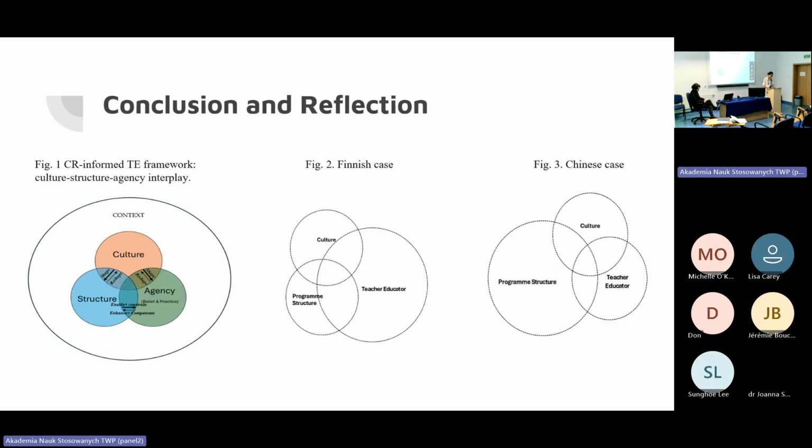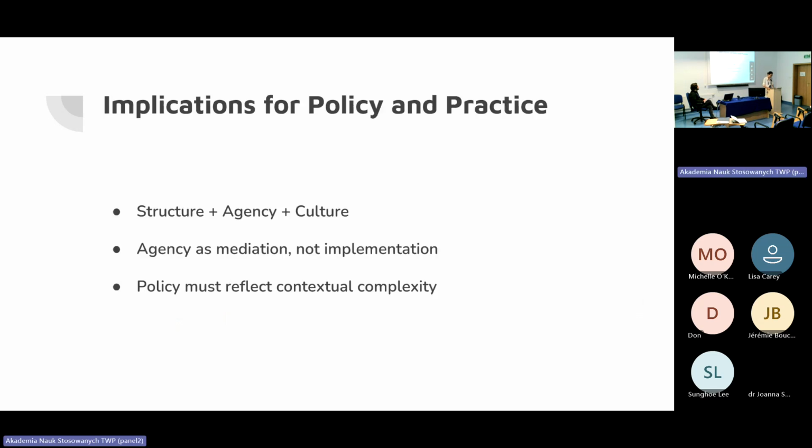In conclusion, this research developed a refined theoretical framework for explaining teacher education as a stratified relational phenomenon. Moreover, rather than offering a one-size-fits-all model, the Finnish and Chinese cases explain how culture, structure, and agency operate together in context-sensitive ways. From this study, three key implications emerge.